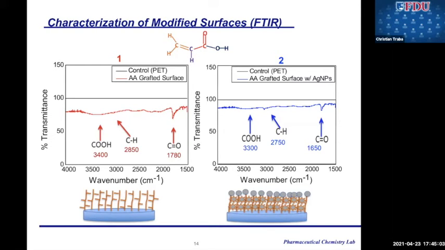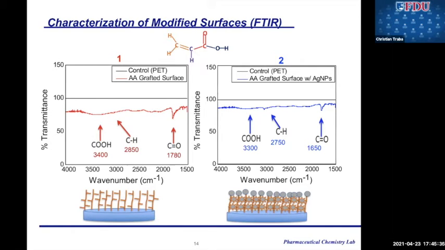However, when we go to image 2 or figure 2, we see that there's a difference between figure 1 and figure 2, the red line and the blue line. The reason is figure 2 has our silver nanoparticles bound to the surface. And because they're bound to the surface, they decrease the intensity of our carboxylic acid group. And interestingly enough, they increase the intensity of our carbon-hydrogen peak.